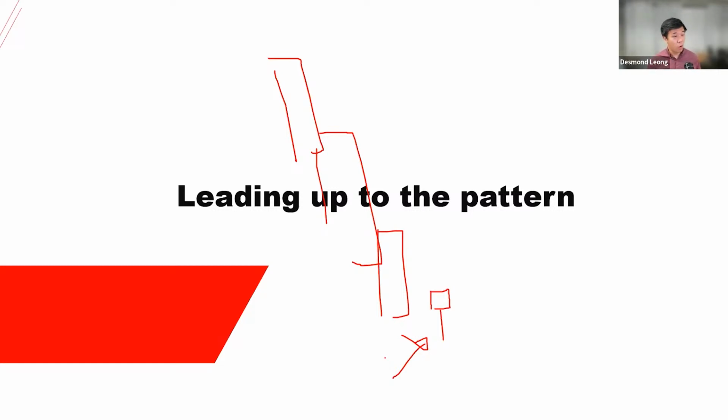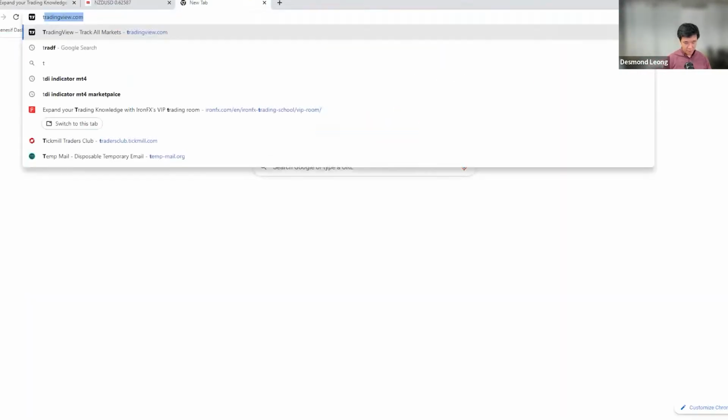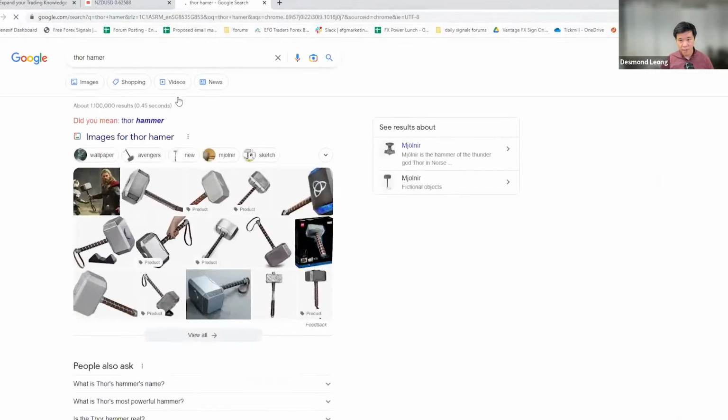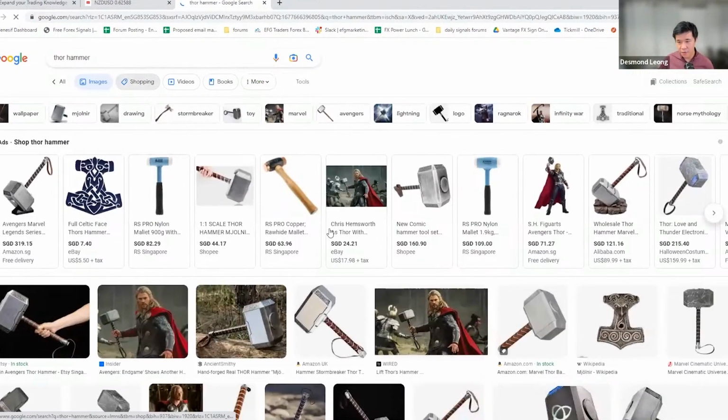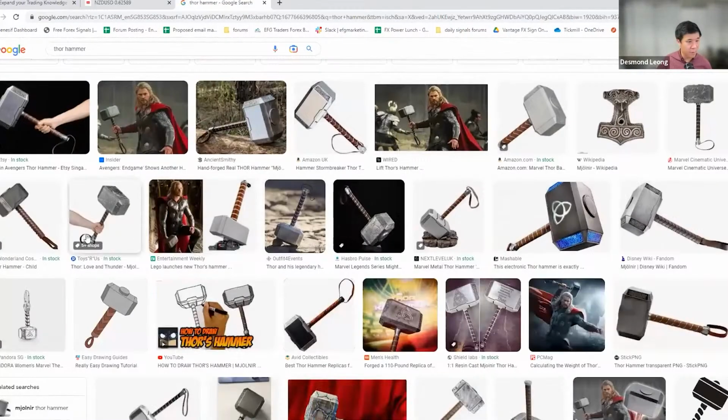You are going to war with this little hammer trying to say that a reversal is going to happen. You can go with the hammer of Thor, for those of you who are familiar. I think it's called Thor hammer. You can go with this hammer over here, which has a high chance of winning the battle. It's a big hammer.